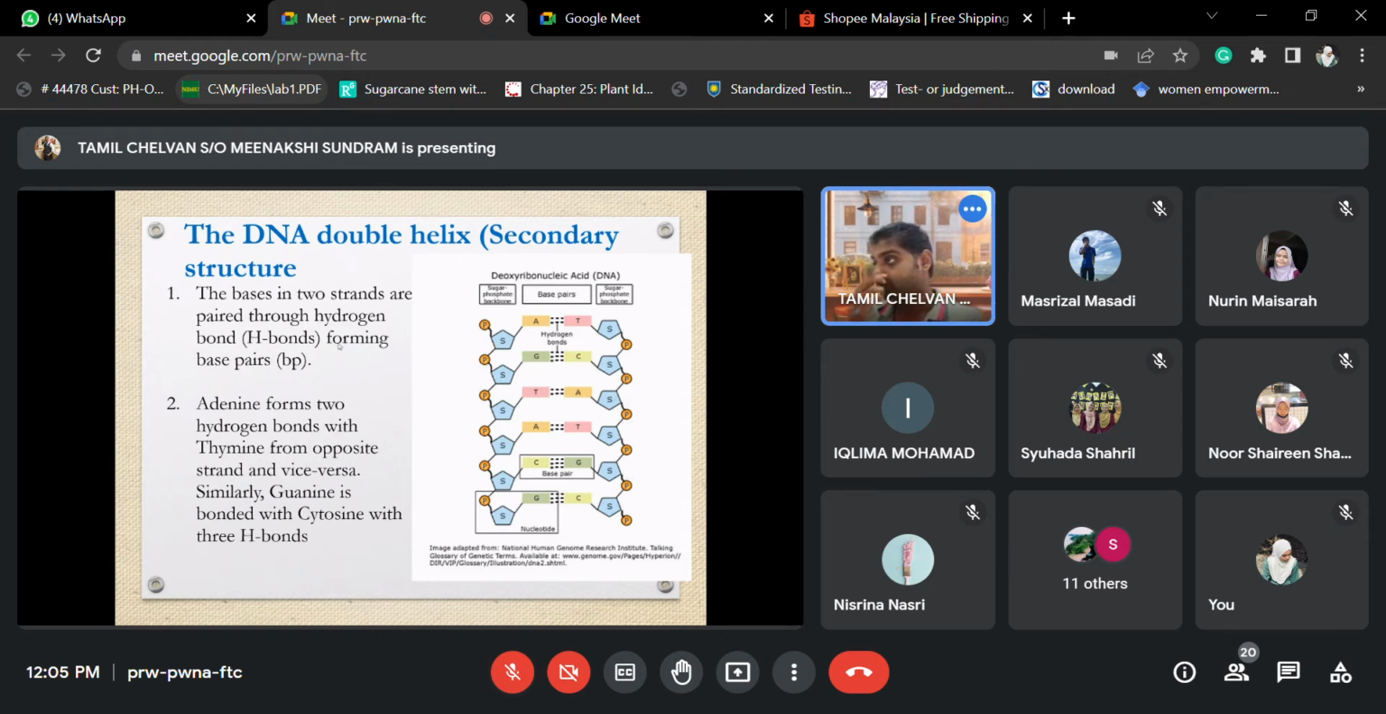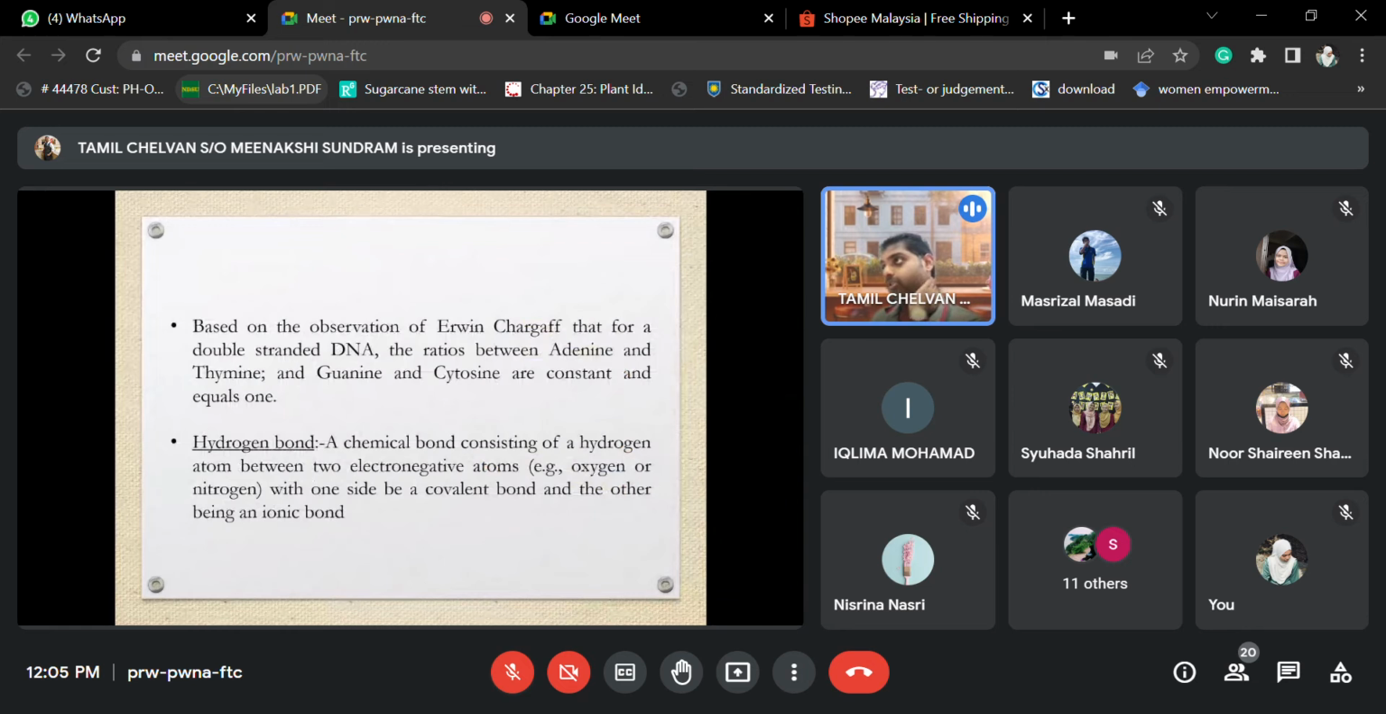Okay, adenine forms 2 hydrogen bonds. Adenine forms 2 hydrogen bonds with thymine from the opposite strand and vice versa. Similarly, kalau yang ni bond G dengan C lagi strong kerana dia ada 3 hydrogen bonds. Kalau AT dia ada 2 hydrogen bonds aja untuk pair mereka. Okay. Based on the observation of Erwin Chargaff, for a double-stranded DNA, the ratio between adenine and thymine, and guanine and cytosine, are constant and equal to one.